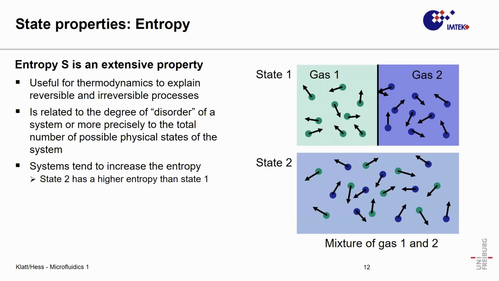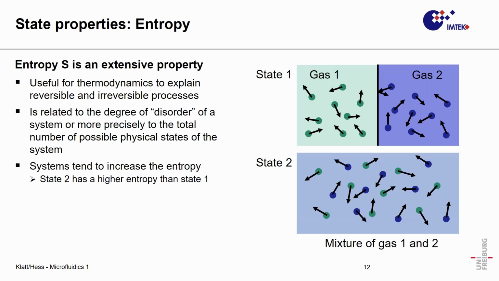this can be explained using the entropy, because if you look at state 1, the system is highly ordered. The gases are separated, so it's quite tidied up. And if you look at state 2, it looks more chaotic, so it has more disorder. And so state 2 has more entropy than state 1.